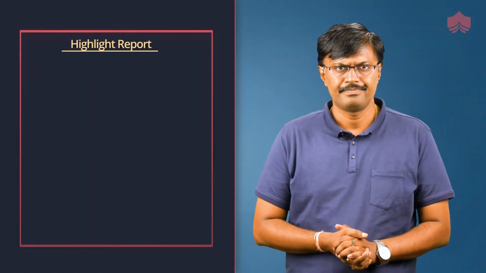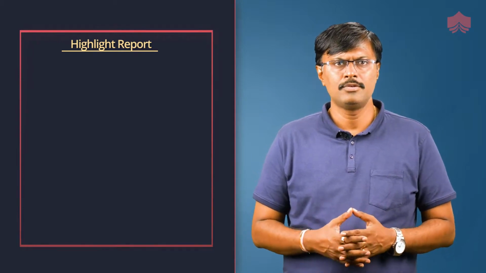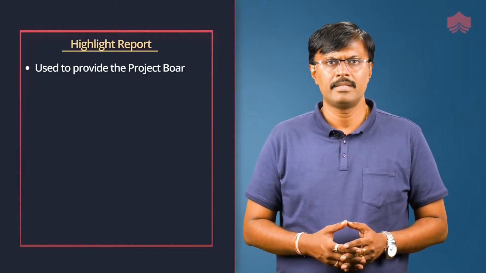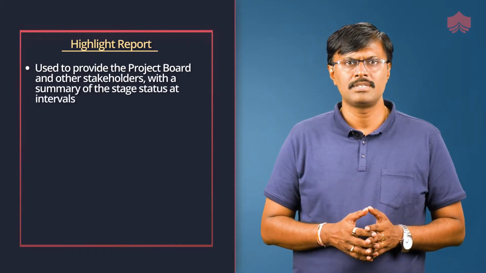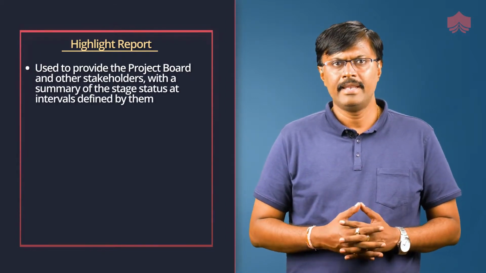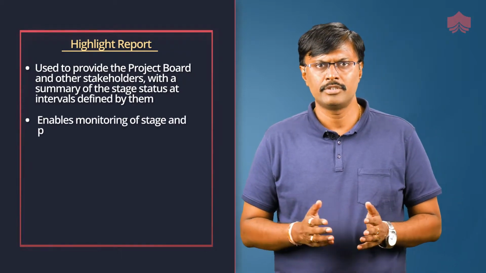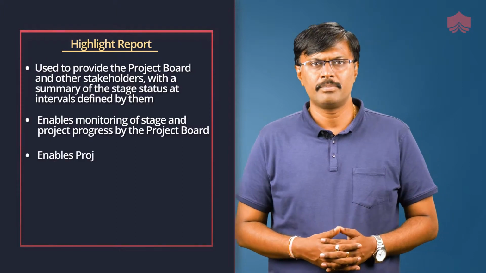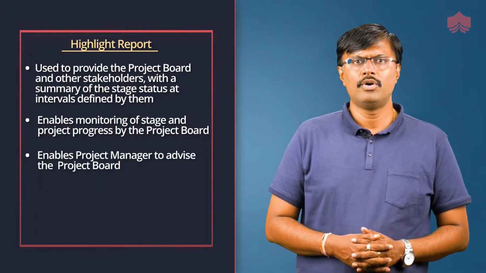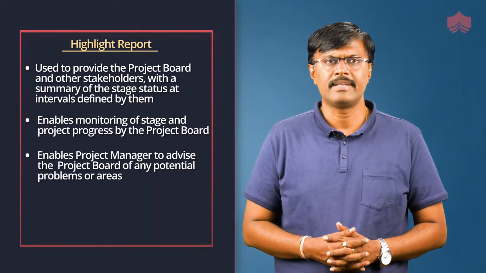Highlight report. The highlight report is used to provide the project board and other stakeholders with a summary of stage status at intervals defined by them. It enables monitoring of stage and project progress by the project board. It enables the project manager to advise the project board of any potential problem areas.